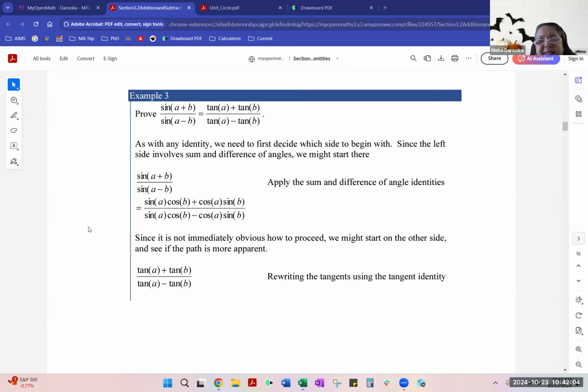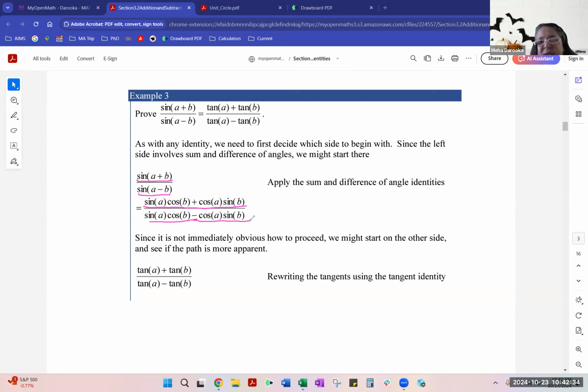So basically they're saying choose a side. Which side are you going to begin with, left-hand side or right-hand side? They're saying since the left-hand side involves those sum and difference identities, we can maybe start with that. So sine of a plus b breaks down into sine of a cosine of b, plus cosine of a sine of b. And then the denominator is the difference identity. So same thing, the only difference is that minus sign, right? But the terms are the same: sine a, cosine b, cosine a, sine b.